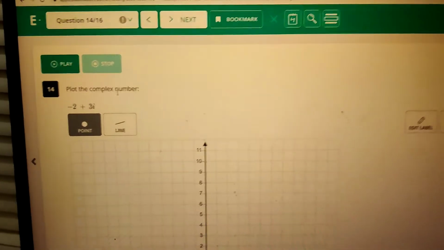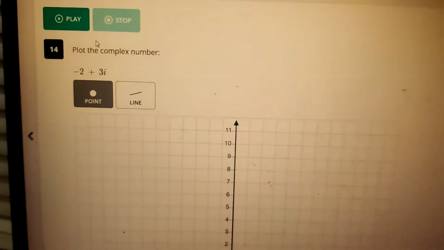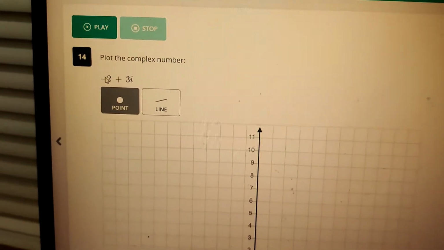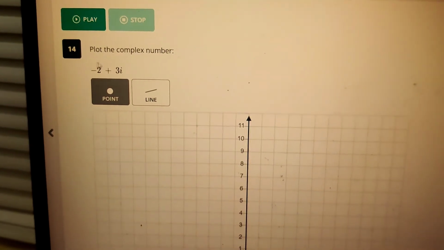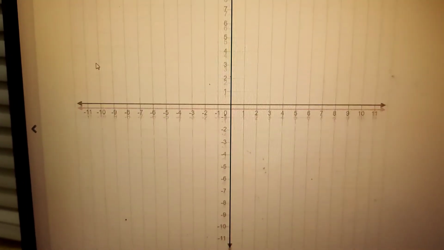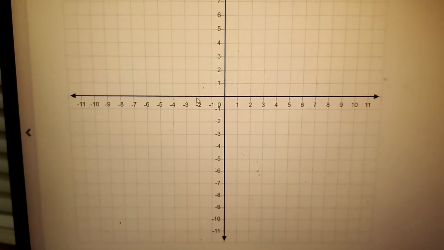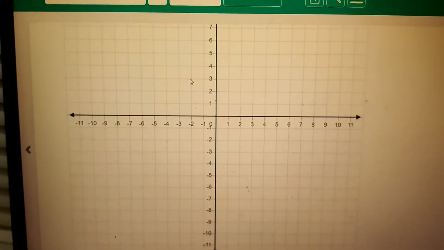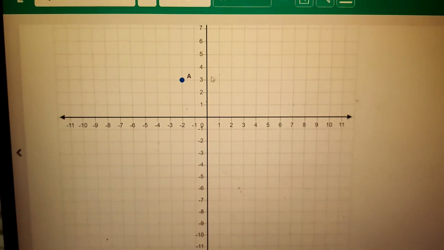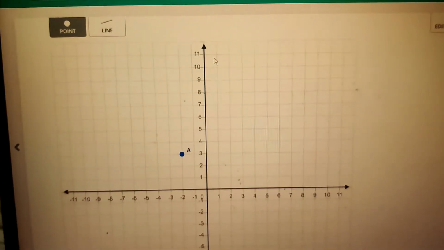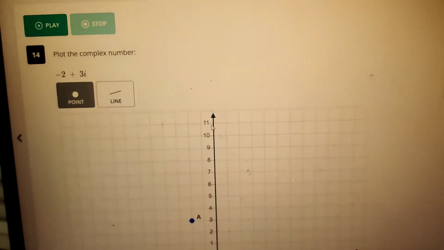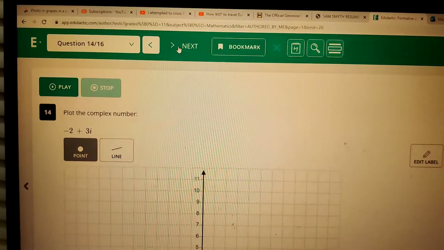All right, plot the complex number. So a lot of people forgot how to do this, even though it's very easy, guys. That's just our x-coordinate, and that is our y-coordinate. That's it. -2, +3. -2 on the real axis, +3 on the imaginary axis, or the y-axis. Super easy. Just got to remember how to do it.